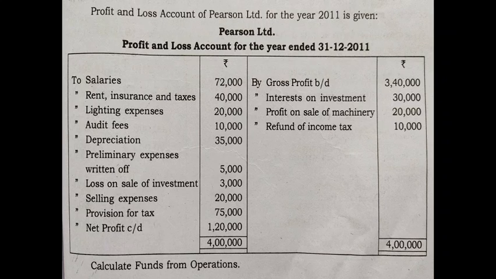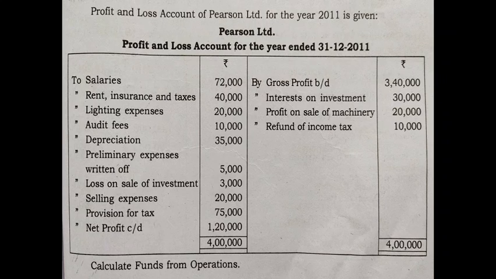If you are given a profit and loss account, it is quite easy to find the fund from operation. But unfortunately, in the essay question, you will not be given a profit and loss account, only balance sheets. In that situation, you have to prepare non-current accounts. Whenever you are given a profit and loss account, you need not prepare any non-current account, because all the items are directly given in the question. You just need to identify which items are non-operating expenses and which are non-operating incomes.